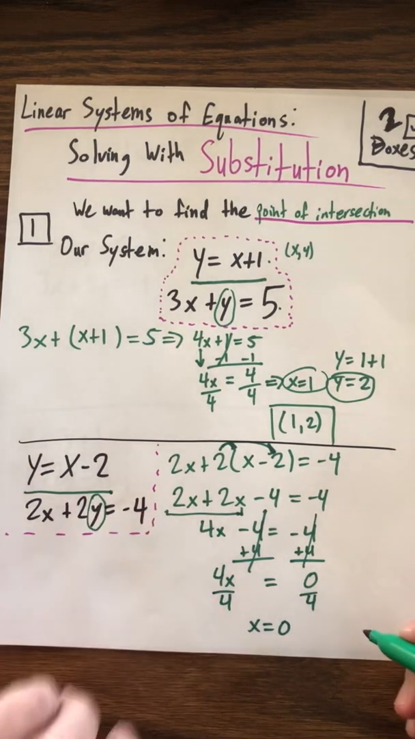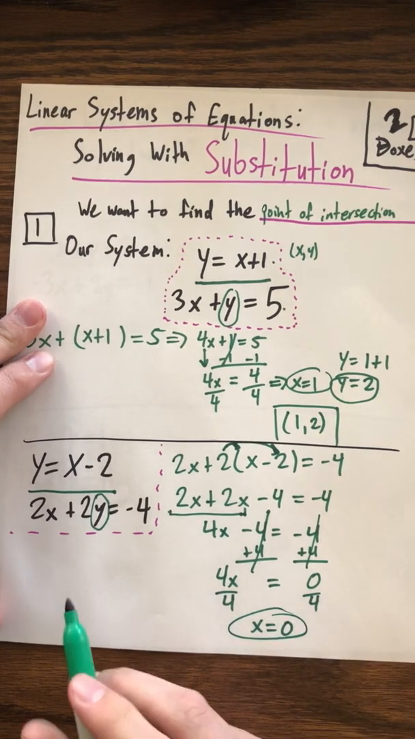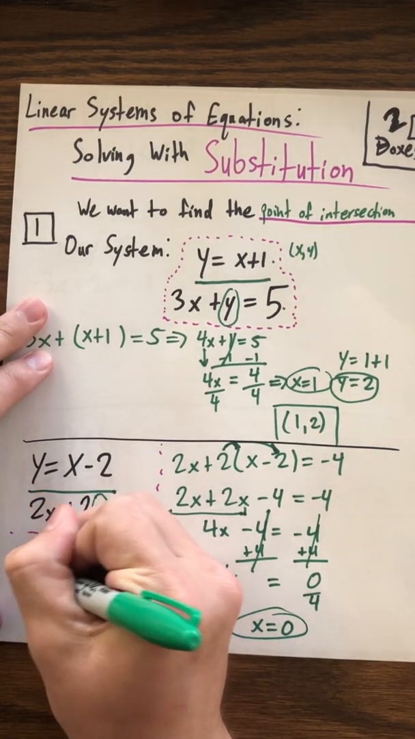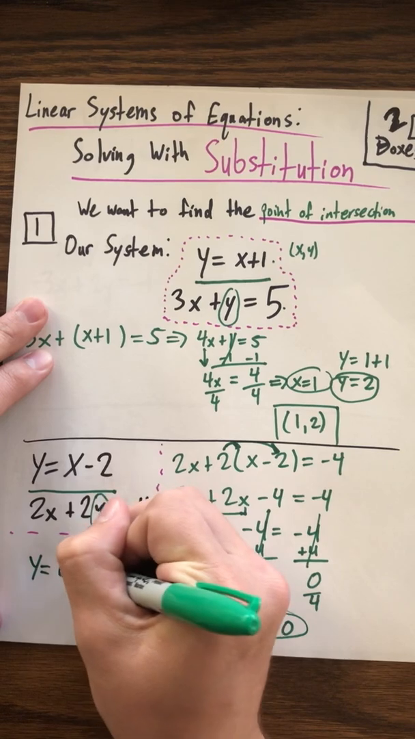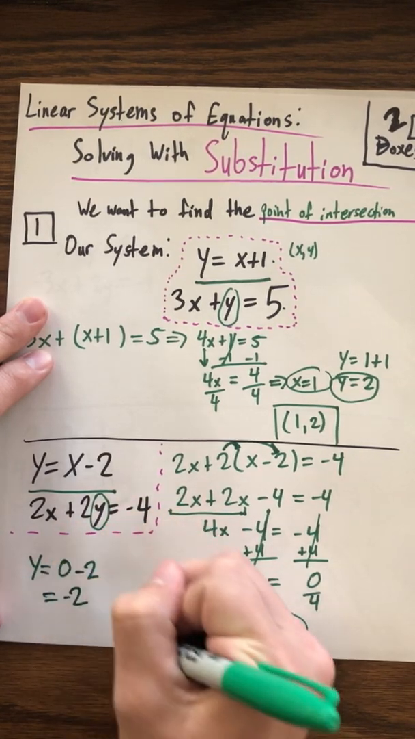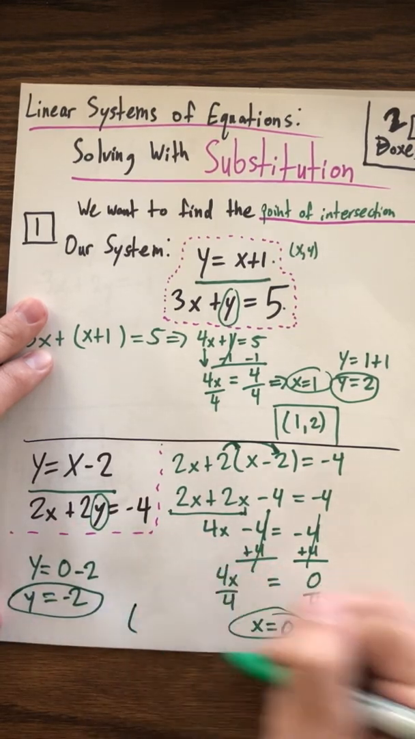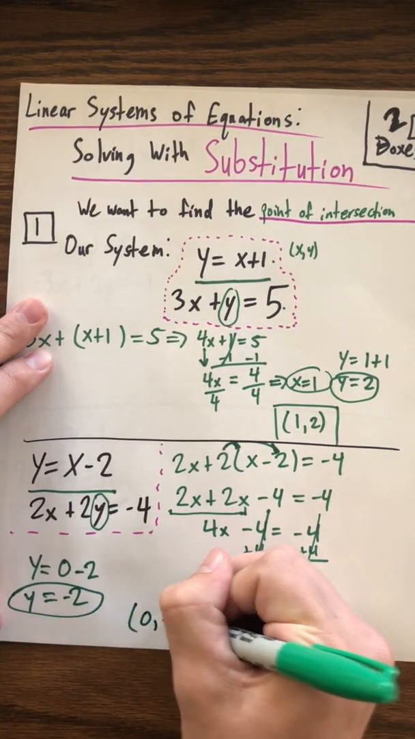So now we need to do the same thing and plug our x back into one of our equations to find y. So we can say that y equals, which is x minus 2, and that's going to be equal to negative 2. So now we have our answer. Our point (x, y) is the point (0, -2).